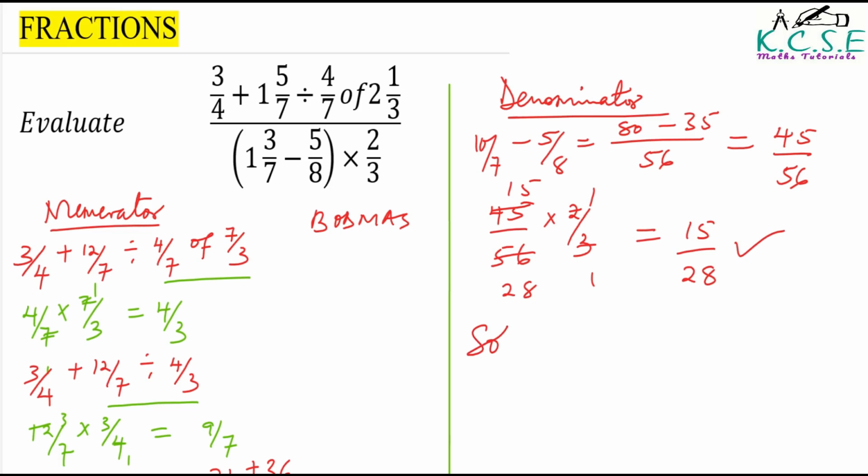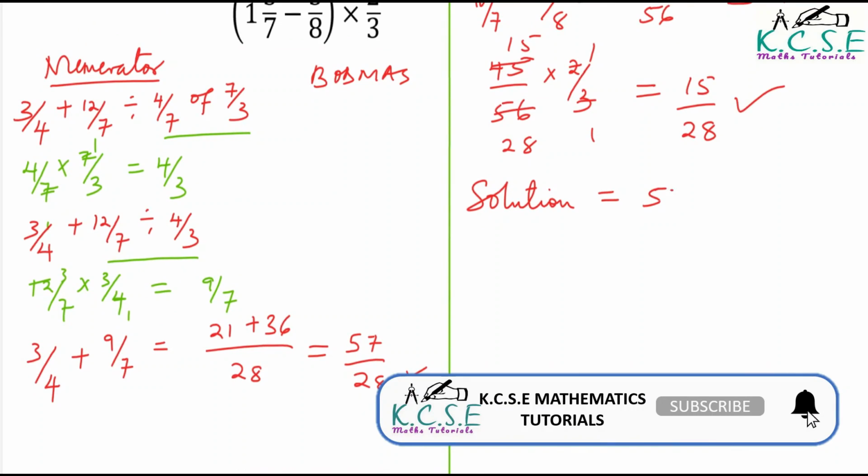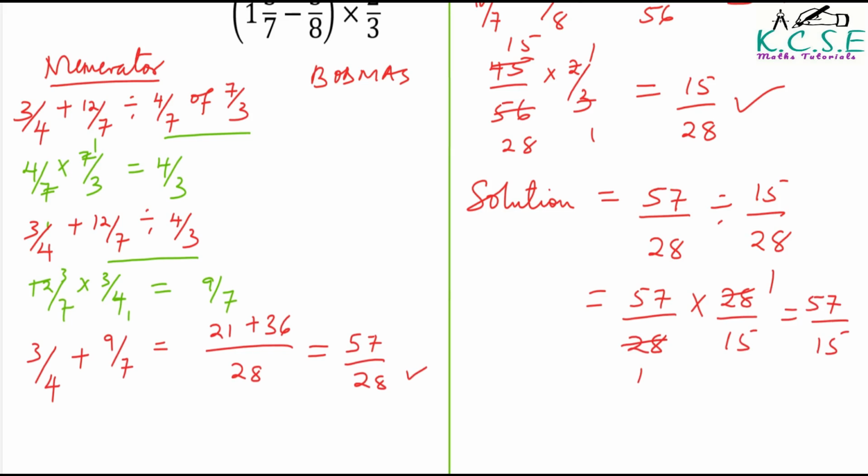Now let's proceed and get the solution. The final solution will be given by the solution you got from the numerator, which is 57 over 28, divided by the denominator, which is 15 over 28. This gives 57 over 28 multiplied by 28 over 15, the reciprocal of 15 over 28. So by 28, 1, by 28, 1. This gives 57 over 15. And when you divide these, you get 3 as a whole number, then 4 over 5. And that is how you're supposed to work out that question.